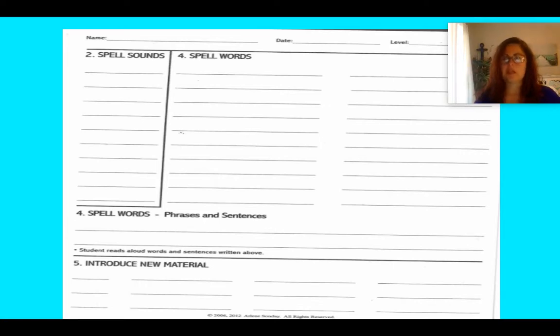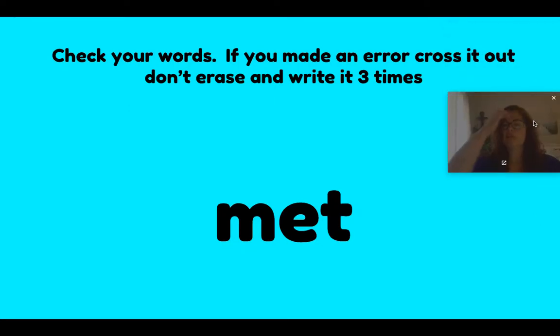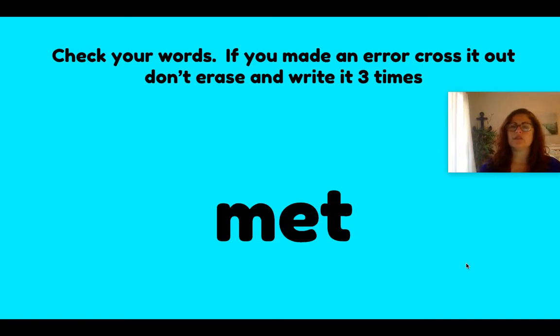Give the student enough time to write the words. Pause the video if you need extra time. Now we're going to check our words to see if they are correct. Okay, so check your words. If you made an error, cross it out. Don't erase it, just cross it out and write it 3 times. Sometimes we can see a pattern with the errors, and that can help guide instruction in the future.